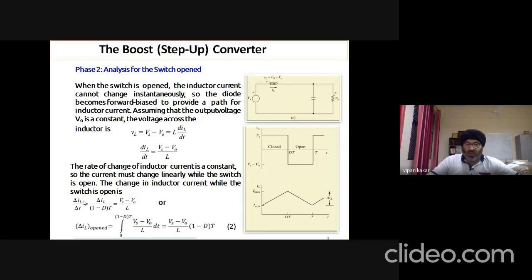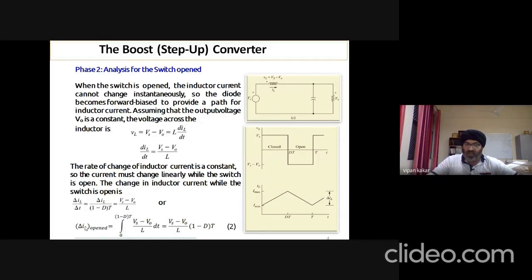Now, the change in inductor current for the time when the switch is open or off is 1 minus D multiplied by T. D times T was the time when the switch is on, so (1 minus D) times T is the time when the switch is off. We have already seen that in previous lectures. Using the same theory, the change in inductor current during this time is equal to Vs minus Vo divided by L, meaning input minus output divided by the inductance value.